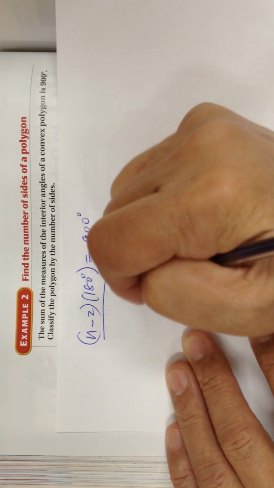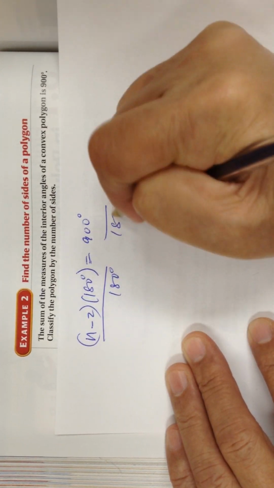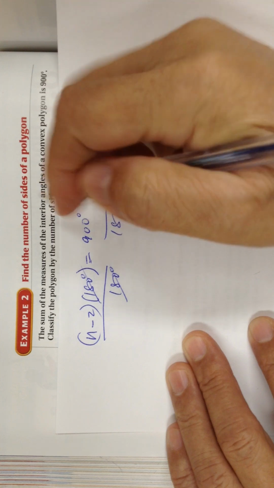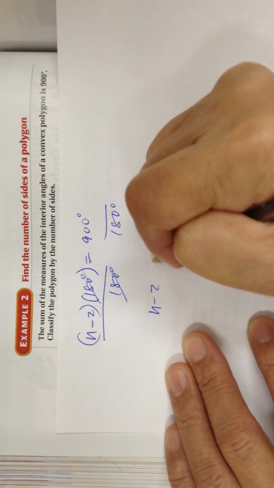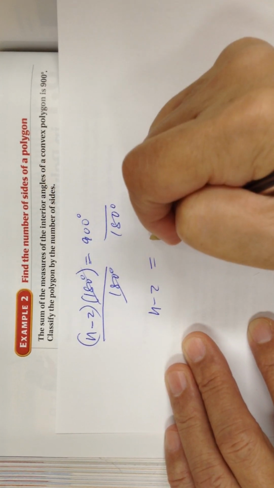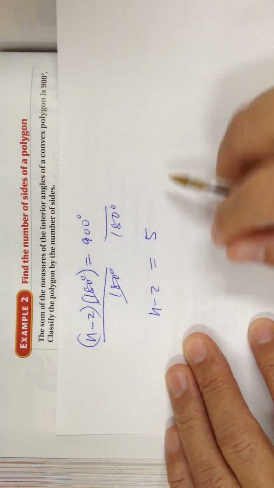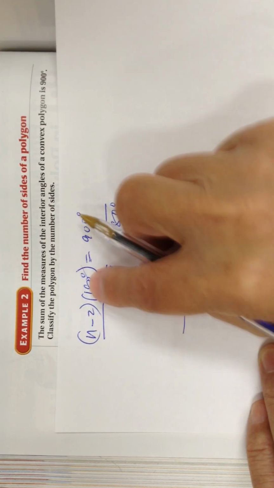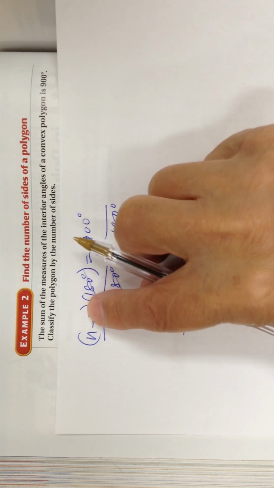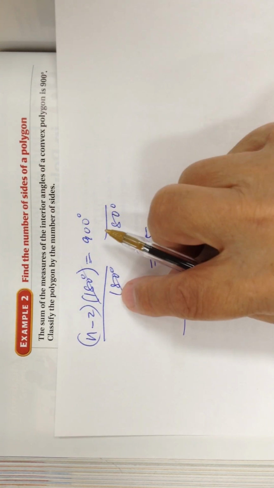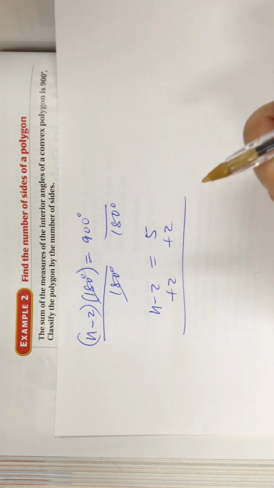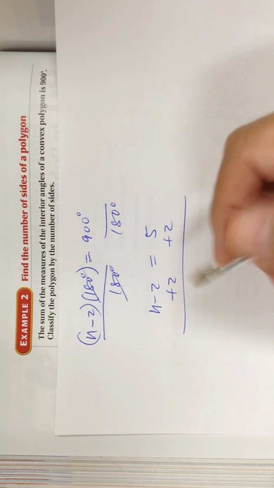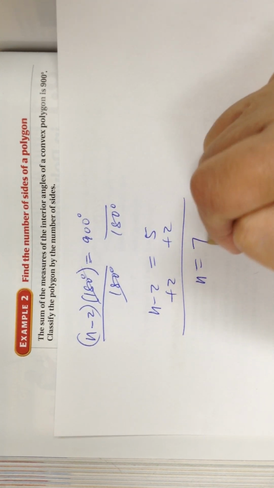What you want to do is divide by 180 degrees, so that this will cancel out, and so n minus 2 will equal, use your calculator, 5. Then after that you plus 2. So you don't want to multiply out right away. You want to divide. You can multiply, but it takes longer and it's more messy. So it's easier if you divide first. And then from here it's a little bit easier. So n equals 7.